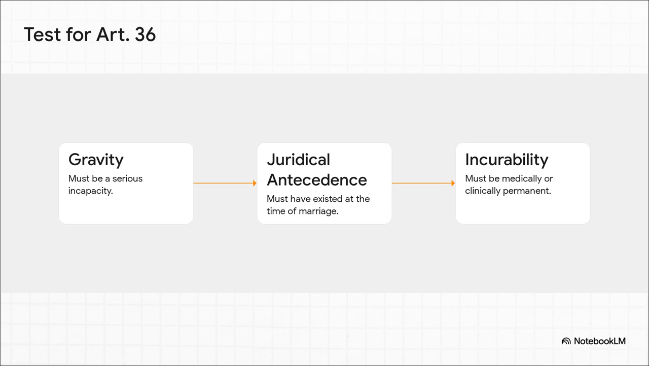Over the years, the Supreme Court has basically given us a 3-point checklist to prove psychological incapacity. First, it has to be grave. This has to be a serious issue. Second, it must have juridical antecedents, which is a fancy way of saying the condition had to exist at the time of the wedding, even if nobody knew it. And third, it has to be incurable. Let me tell you, proving all three of these is a very high bar to clear.